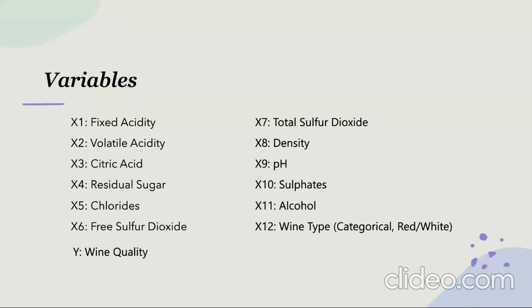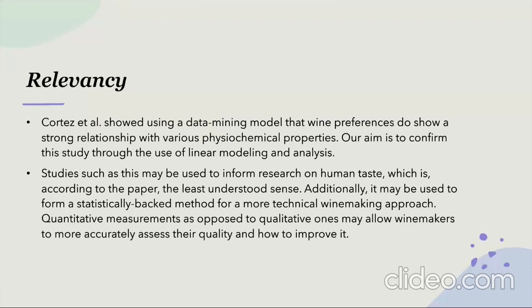These are the X and Y variables from the dataset, with the exception of X12. We created this new variable when merging the red and white wine datasets to be able to differentiate the two. Using a data mining model, Cortez et al. showed that wine preferences have a strong relationship with various physicochemical properties. Our aim is to confirm this study through the use of linear modeling and analysis.